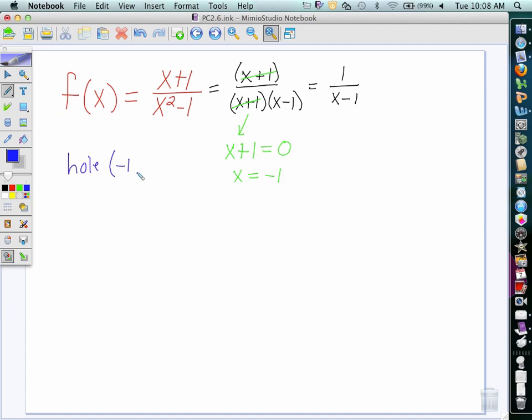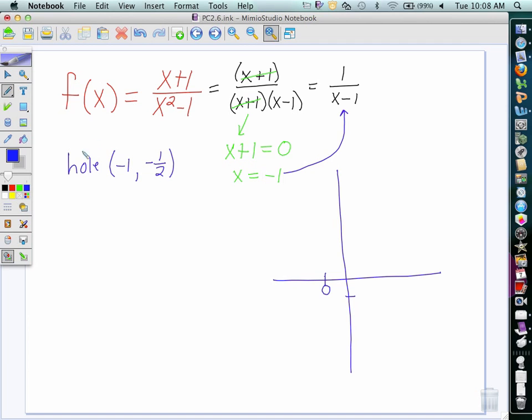This is going to indicate that I have a hole at negative 1, and then in order for me to find what the y value is at that hole, you're going to substitute negative 1 into your function. And when you do that, you get negative 1/2. All right, so let's go ahead and do our first part of our sketch, and I'm going to put a hole at negative 1, negative 1/2. You just want to do that hole with an open circle.